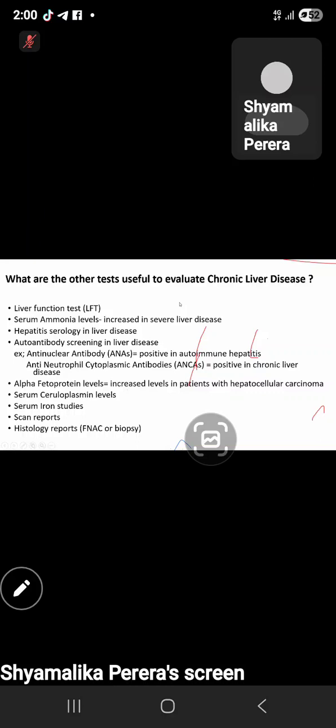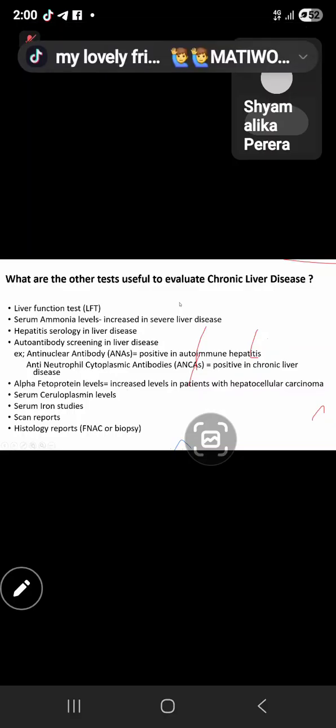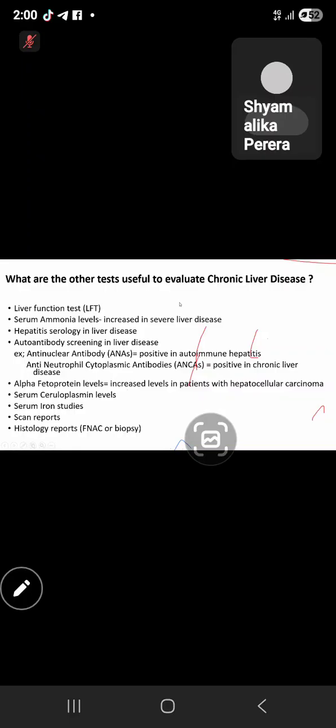Then hepatitis serology in liver disease, that means the hepatitis panel. You can perform hepatitis B surface antigen, hepatitis A, C likewise. There's a panel of hepatitis testing if you're suspecting chronic liver disease due to hepatitis. Then autoantibody screening, like antinuclear antibodies (ANA), positive in autoimmune hepatitis, and anti-neutrophil cytoplasmic antibodies (ANCA), positive in chronic liver diseases. Alpha-fetoprotein is the commonly used tumor marker for hepatocellular carcinoma.